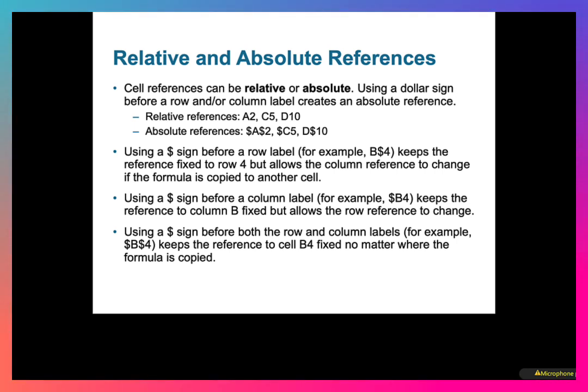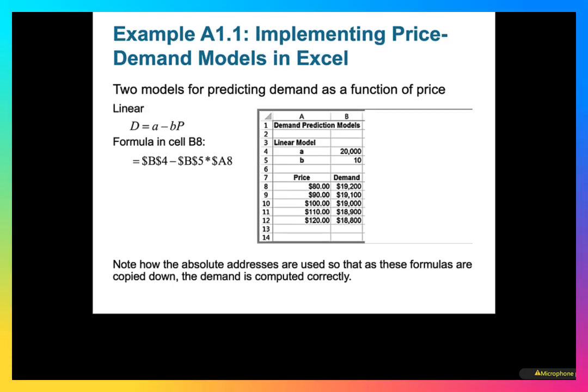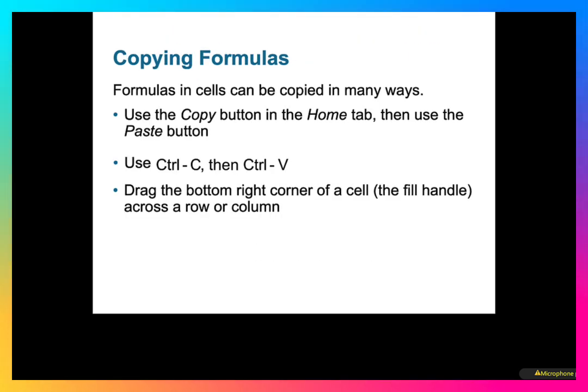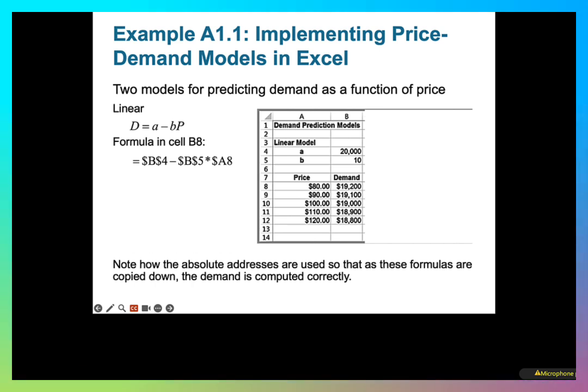If a $ shows up both before the row and the column labels, then the reference to cell B4 is fixed, no matter where the formula is copied. Let me demonstrate an example: implementing a price demand model in an Excel spreadsheet. Demand equals A minus B times P. Demand decreases when price increases.